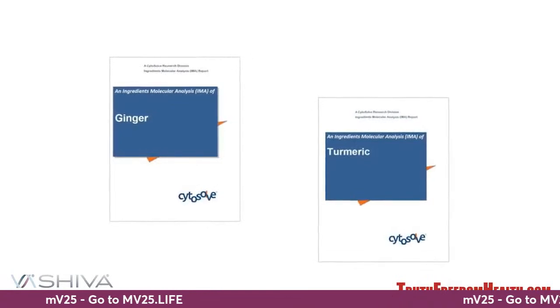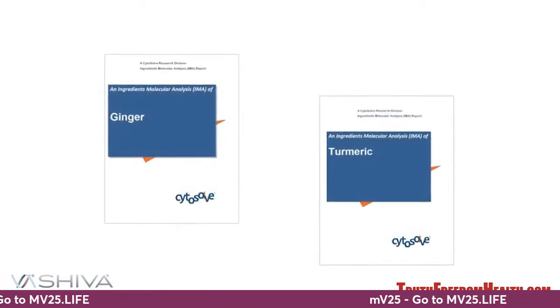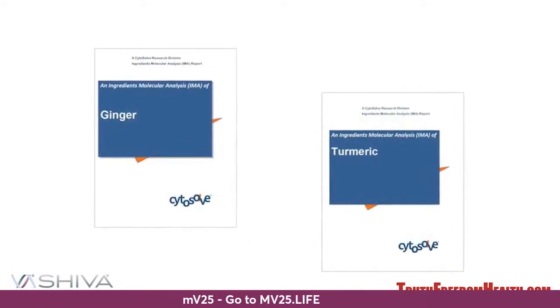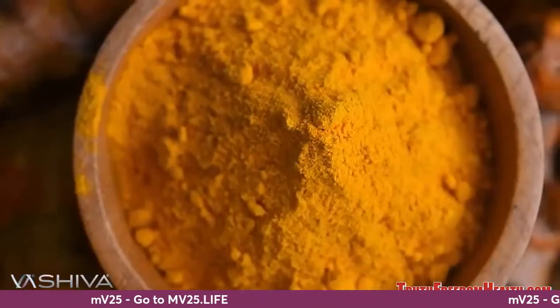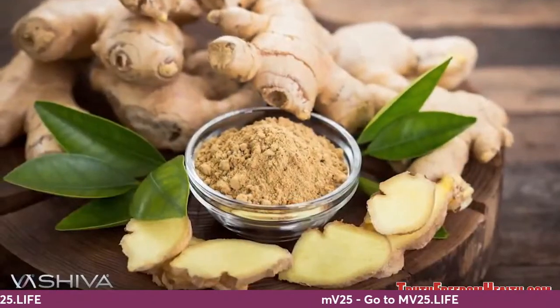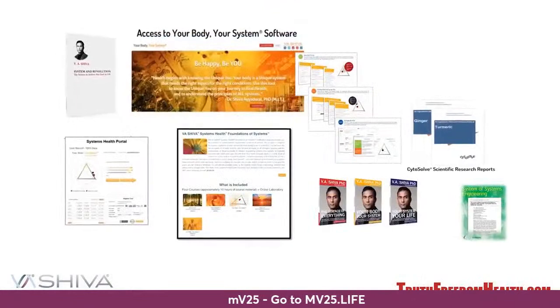In addition to this, you will also get 2 scientific papers sharing how the science of systems can be applied to understanding how food is medicine. One paper exposes turmeric from the molecular systems level and how it affects your body. The other paper explores ginger and how that affects your body. That's just the educational piece.